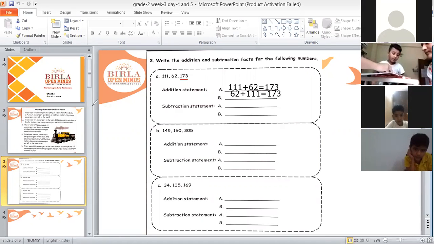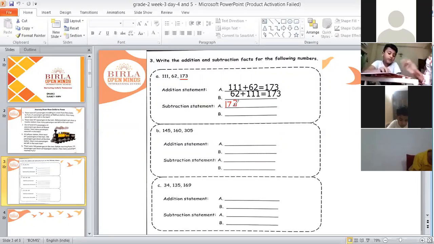173. Right? Very good. So what we will do, children, I said we will write the biggest number first. So here we will write 173. Okay, we will write the biggest number first. And since this is a subtraction fact, we will put minus sign after the biggest number.